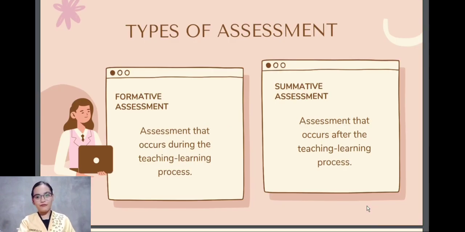So in assessment, we have different types. We have the formative assessment and the summative assessment. When we say formative assessment, it is assessment that occurs during the teaching and learning process. In this assessment, there is immediate feedback from the teachers to the students and from the students to the teachers, which helps teachers to modify the techniques and strategies being used to suit the learning needs of the students. On the other hand, summative assessment is assessment that occurs after the teaching and learning process. When we say after, it is about what the students have mastered and the knowledge they acquired during the teaching and learning process. So it is the mastery of the subject matter.